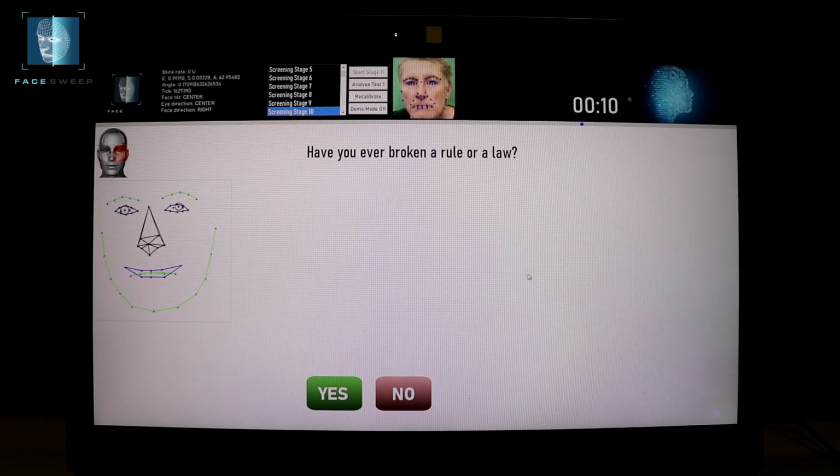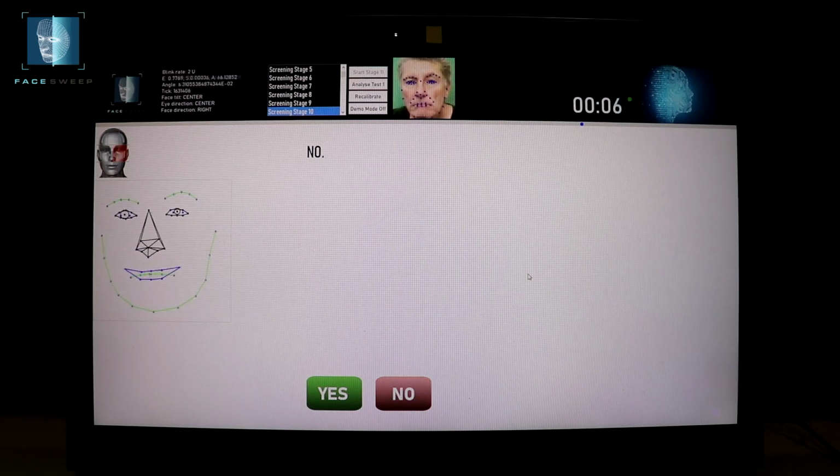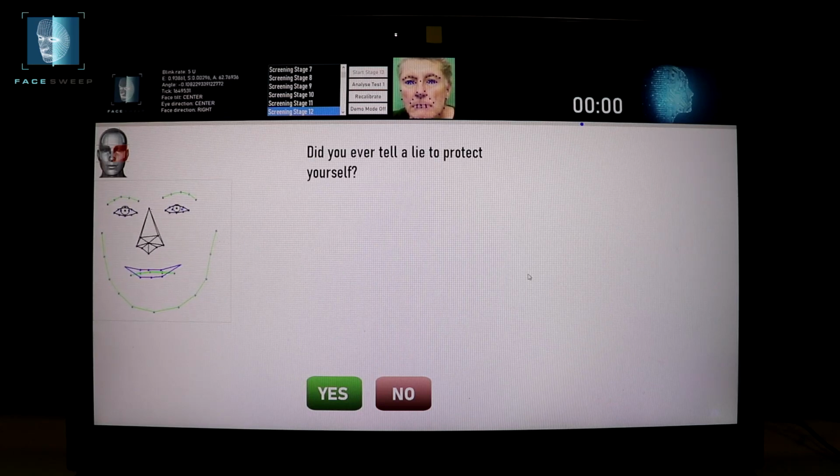Have you ever broken a rule or a law? The subject has blinked 4 times, is currently looking to the center, and has his head tilted to the right. Have you ever lied to a supervisor or boss? Did you ever tell a lie to protect yourself?